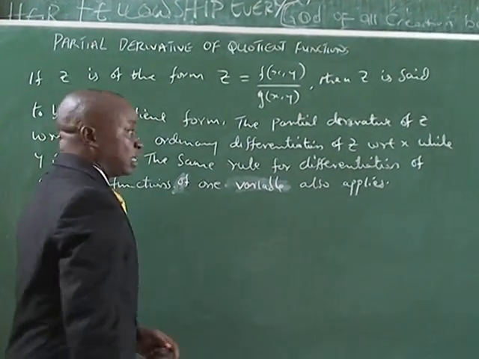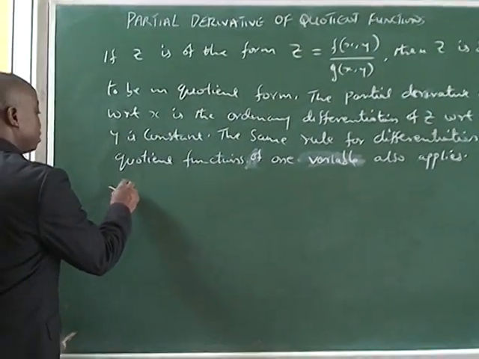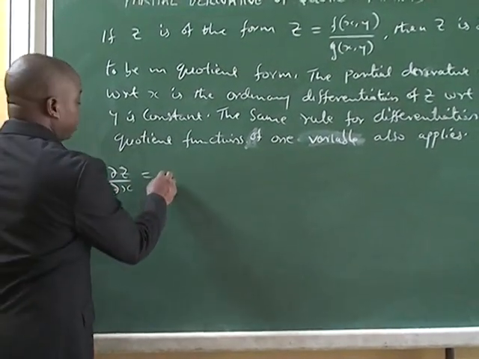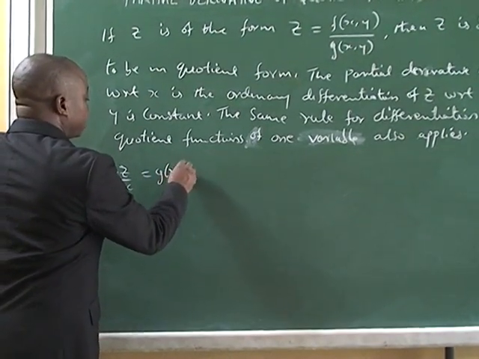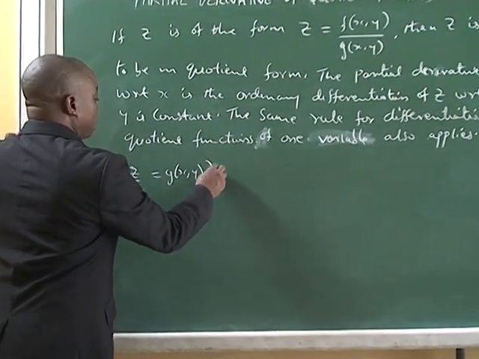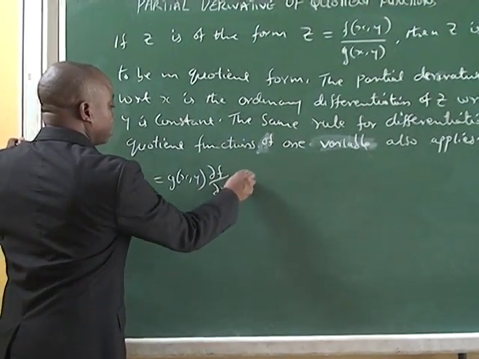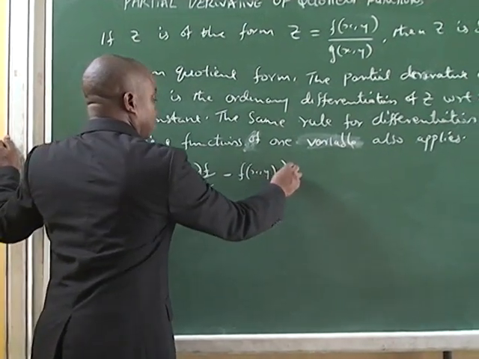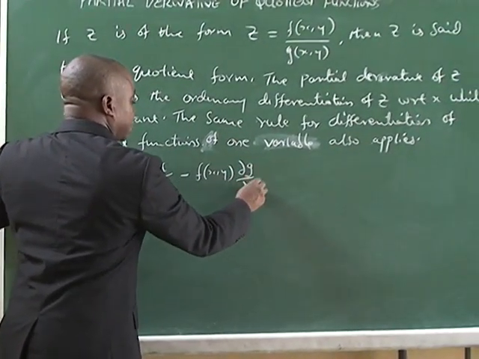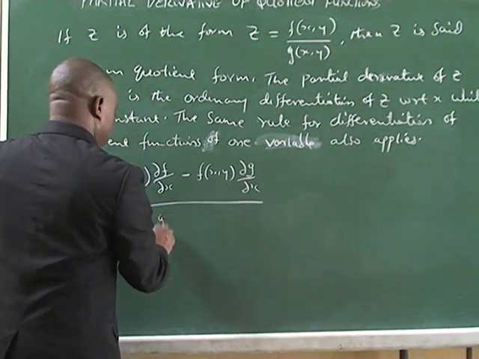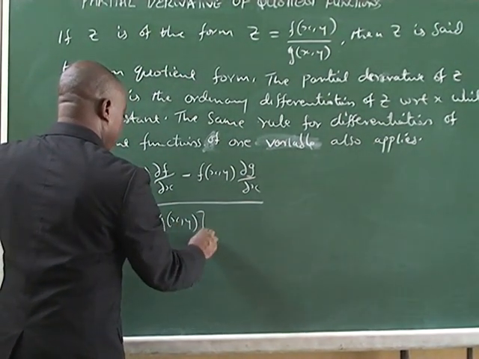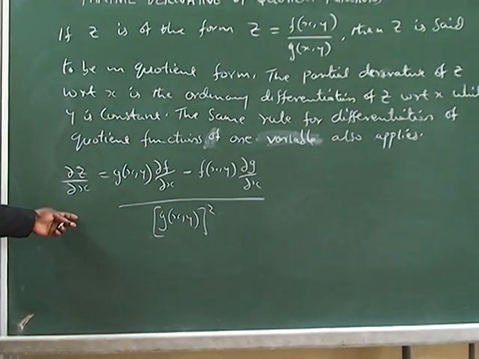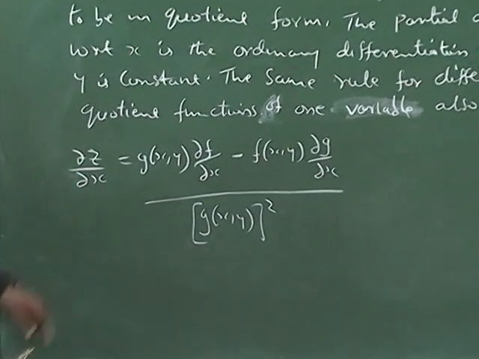also applies. Now look at this. Partial z partial x will be equal to g of xy partial f partial x minus f of xy partial g partial x over g of xy squared. So this is the definition of partial derivative of z with respect to x when they are in quotient form.